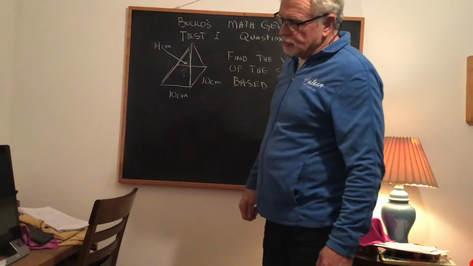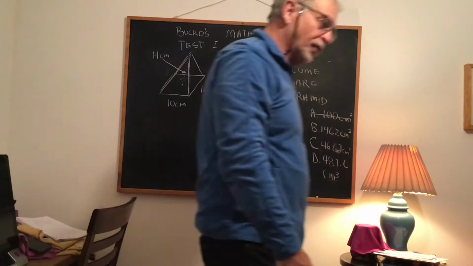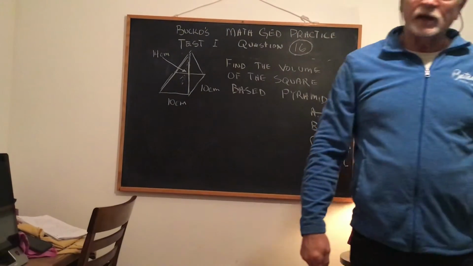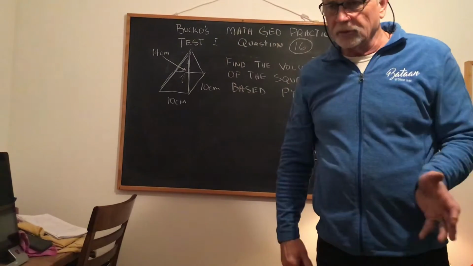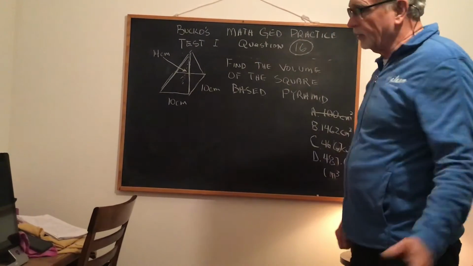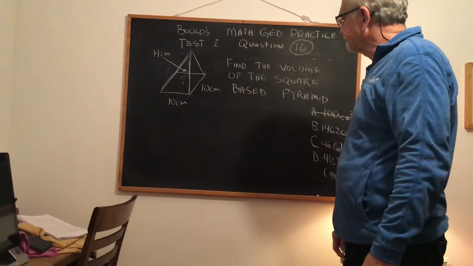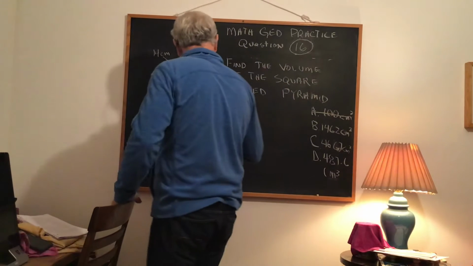And we could use a formula. Now remember, on the GED test, you don't have to memorize these formulas. You've got a drop-down menu and the formulas will show up, but you've got to remember it's a square-based pyramid. You've got to remember the name of it so you can look it up. I use a generic formula for this.